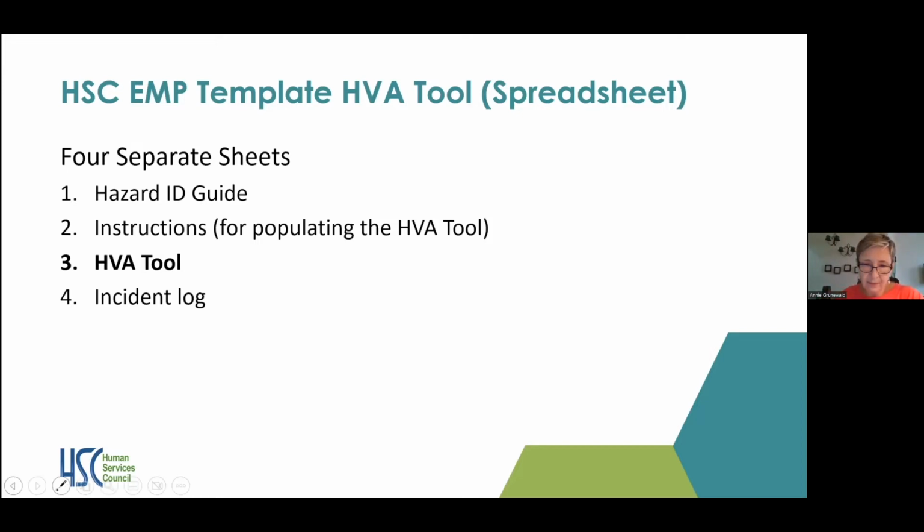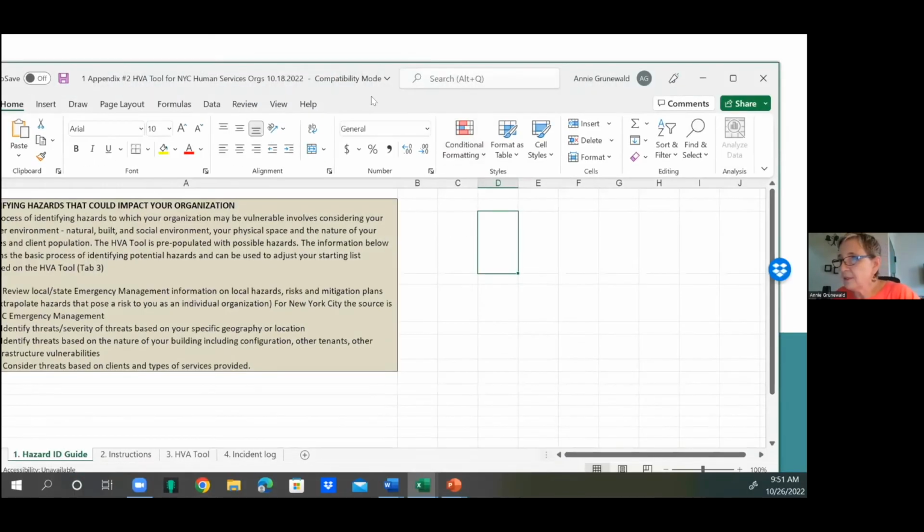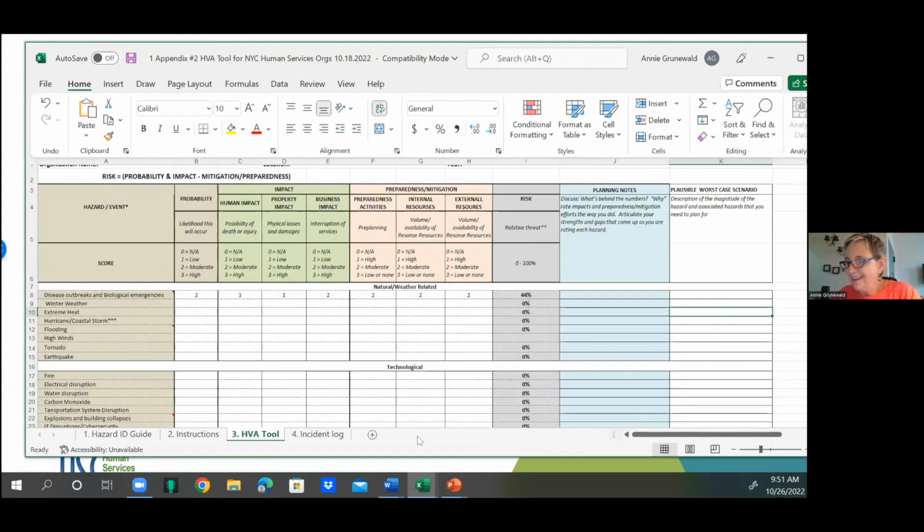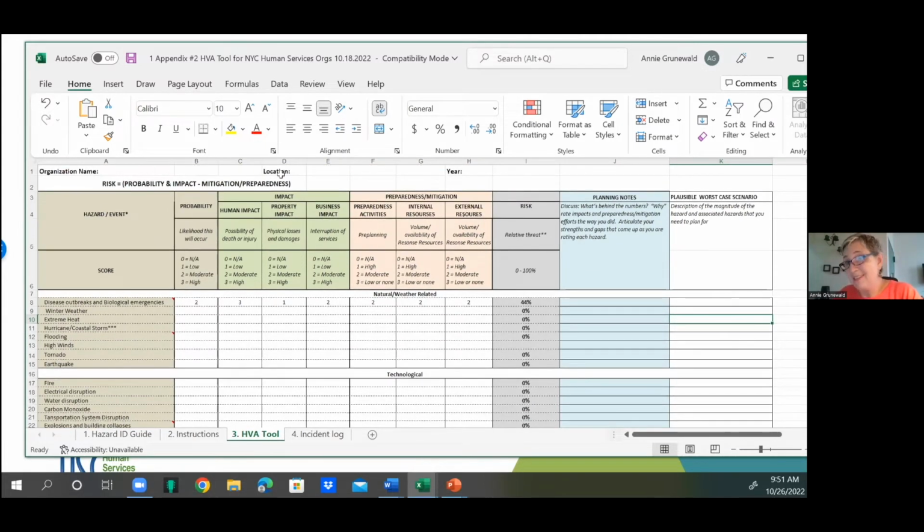All right, so now I'm going to pull up the actual hazard vulnerability analysis sheet. Let me adjust this so you can all see it. I'm going to start with tab 3, right? Because this is the tool itself. So I want to point out some things here. At the top, you just have a place for your organization. Remember, we said it's location based. So this is where you indicate your location and the year, because we do recommend you review it every year.